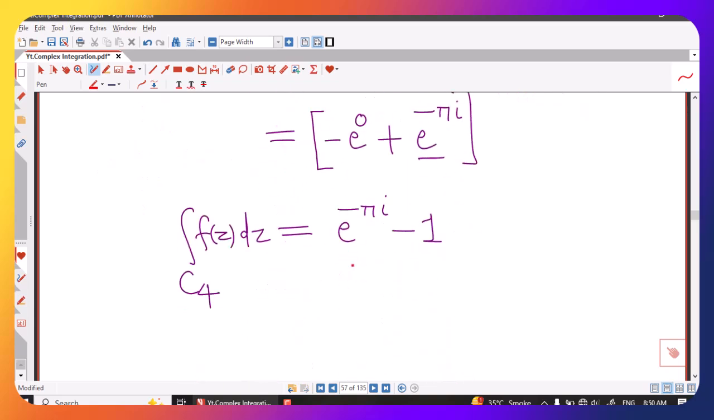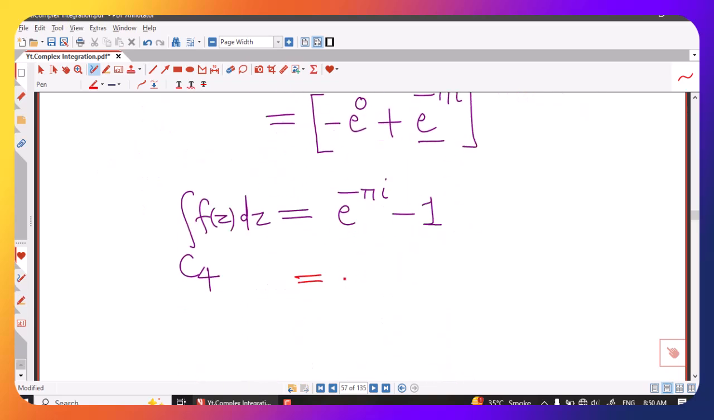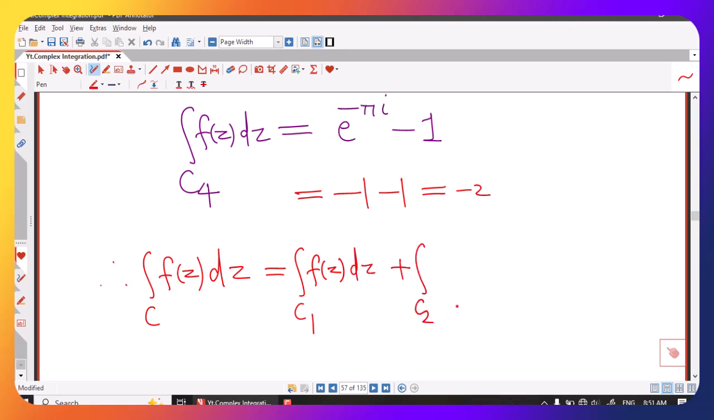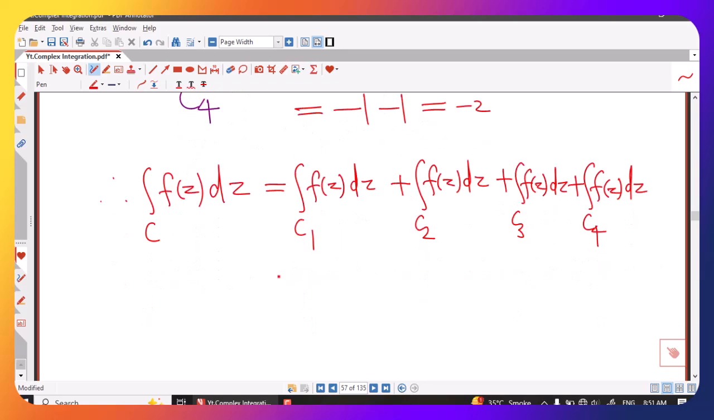And along C4 here also we have e raised to minus pi i, so now I write directly minus 1 minus 1, that is minus 2. Once we obtain the integrals along all the boundaries, we can add them. Therefore the integral along the whole boundary of this square is equal to the integral of f of z along c1 plus the integral of f of z along c2 plus the integral of f of z along c3 and the integral of f of z along c4. So we now add all those integrals.